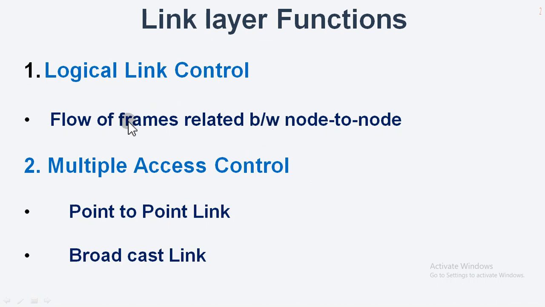Logical link control includes framing, error checking, error correction, providing general services and services to the flow of frames, providing full duplex or half duplex mode of communication. This is all about looking at the well-being of the flow of frames between node to node. There are no issues as far as the first functionality is concerned. It is the second functionality which is very crucial, that is multiple access control.